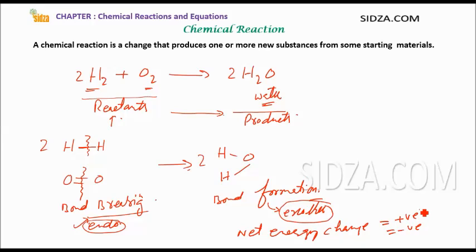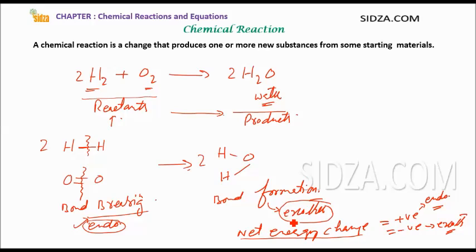If it is positive, we say the process is endothermic. If it is negative, we say the process is exothermic. In an endothermic reaction, energy is absorbed. In an exothermic reaction, energy is released. So this is the net energy change during a chemical reaction.